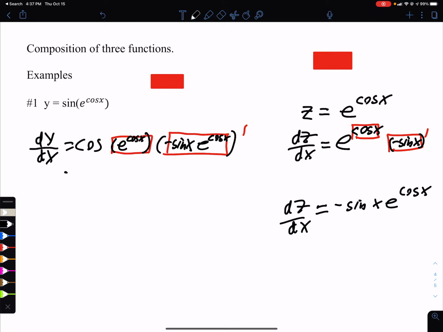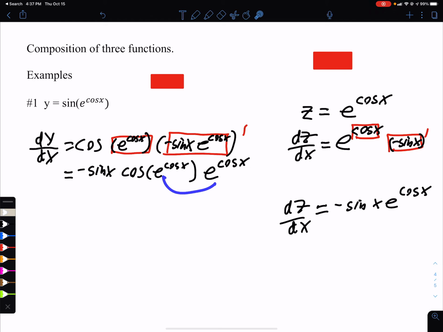So let me rewrite this. I'm going to put the minus sine x first. Then we have cos e to the cos x times e to the cos x. Again, some of you might be tempted to multiply these. You cannot. This is inside of the cosine function. It's in its home. It can't come out and play. Leave it alone. You're outside all by yourself. That is my final answer.